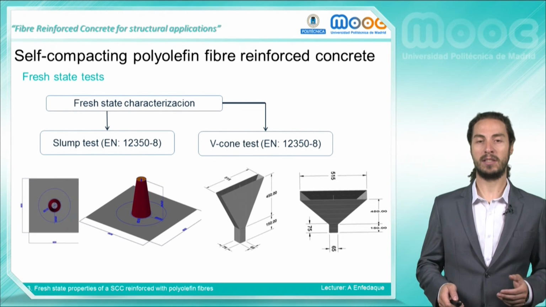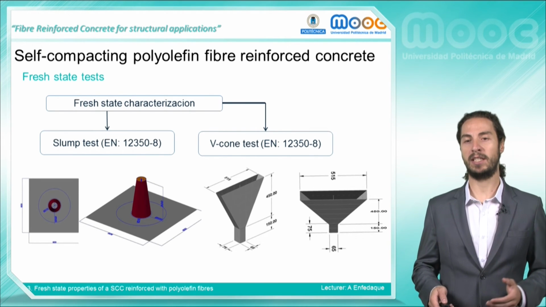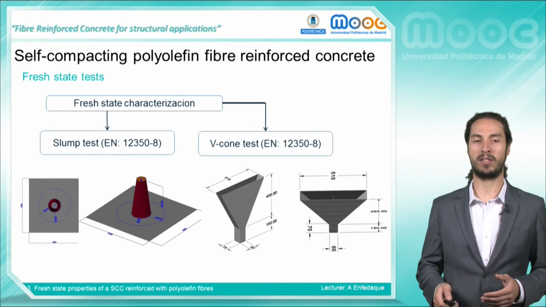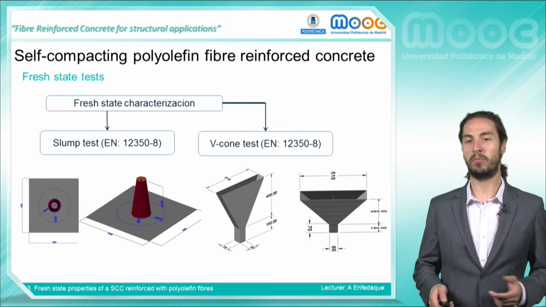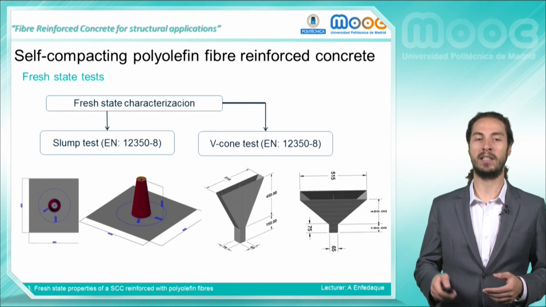The second test is the V-cone test. This test measures the ability of the concrete to pass through narrow sections of the mold. The test compares the time it takes the concrete to empty the metal cone that can be seen in the right part of the slide.